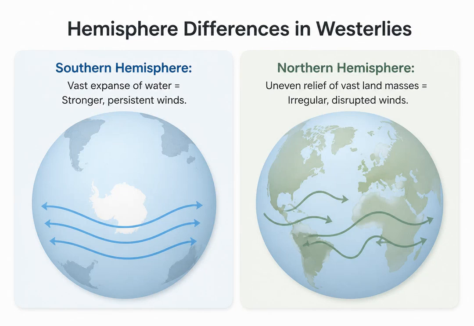The westerlies of the southern hemisphere are stronger and much more persistent due to the vast, uninterrupted expanse of ocean water. In contrast, the northern hemisphere is dominated by massive, uneven landmasses. This uneven terrain acts like a speed bump, disrupting the wind flow and making the northern westerlies much more irregular.